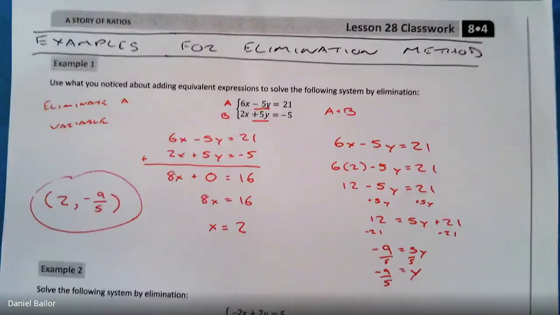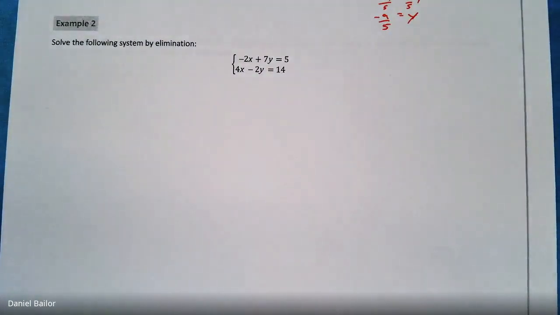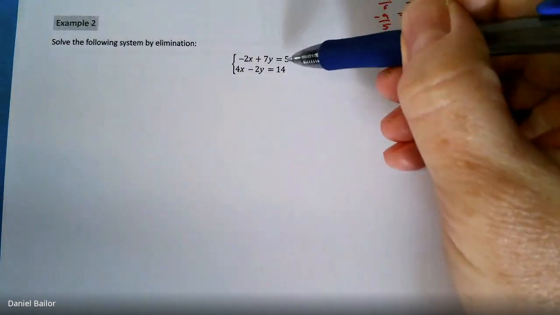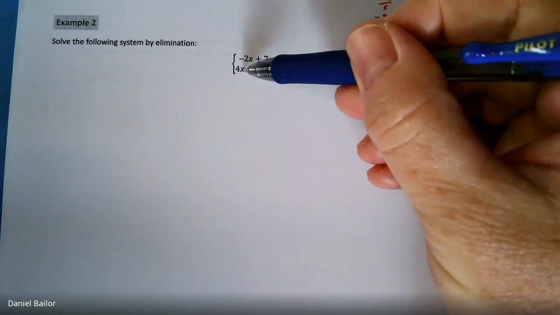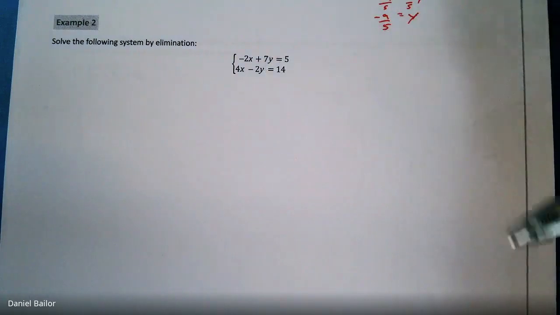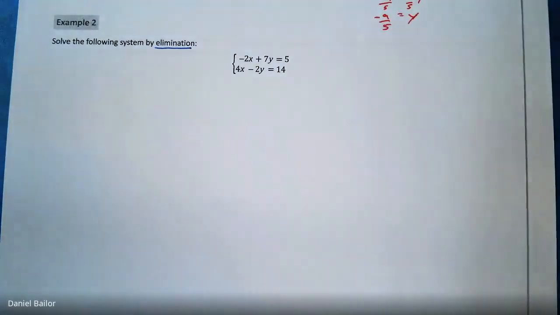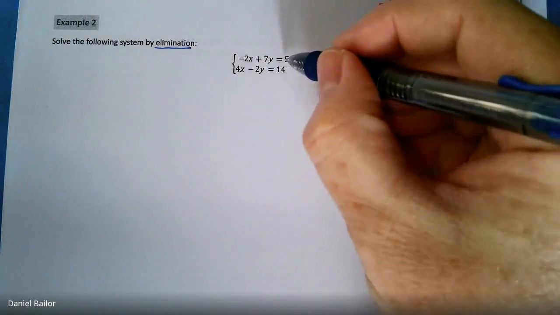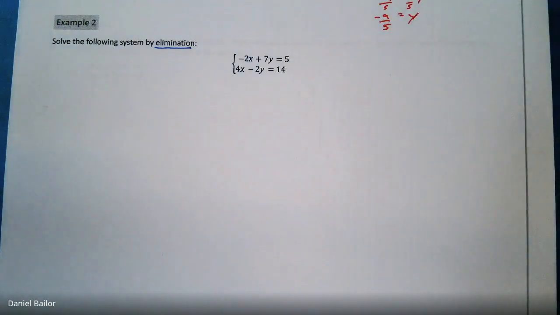For another example, let's look at example 2. It's going to be a little bit different because you'll see in example 2, if you're paying attention, you don't see any obvious opposite terms. Like we have negative 2x and we have 4x. Those are not opposites. We have 7y and negative 2y, not opposites. So how do we solve this using elimination? Well, let me show you.